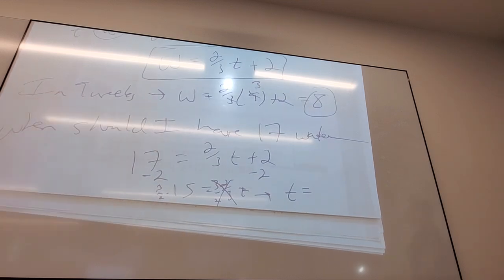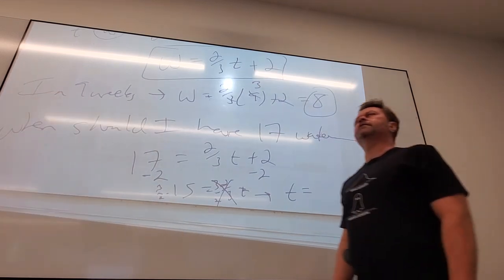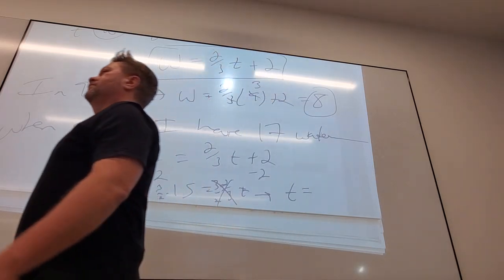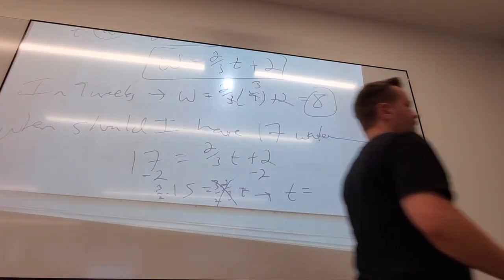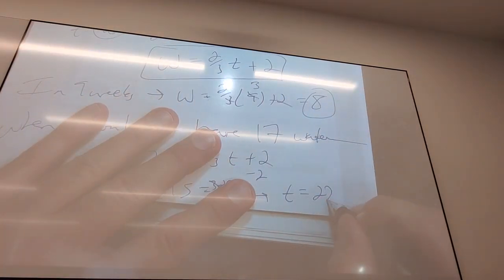3 halves times 15. What's half of 15? Or let's do it this way. What's 3 times 15? 45. And what's 45 cut in half? 22 and a half. So I would expect to have 17 watermelons in 22 and a half weeks. I love it.